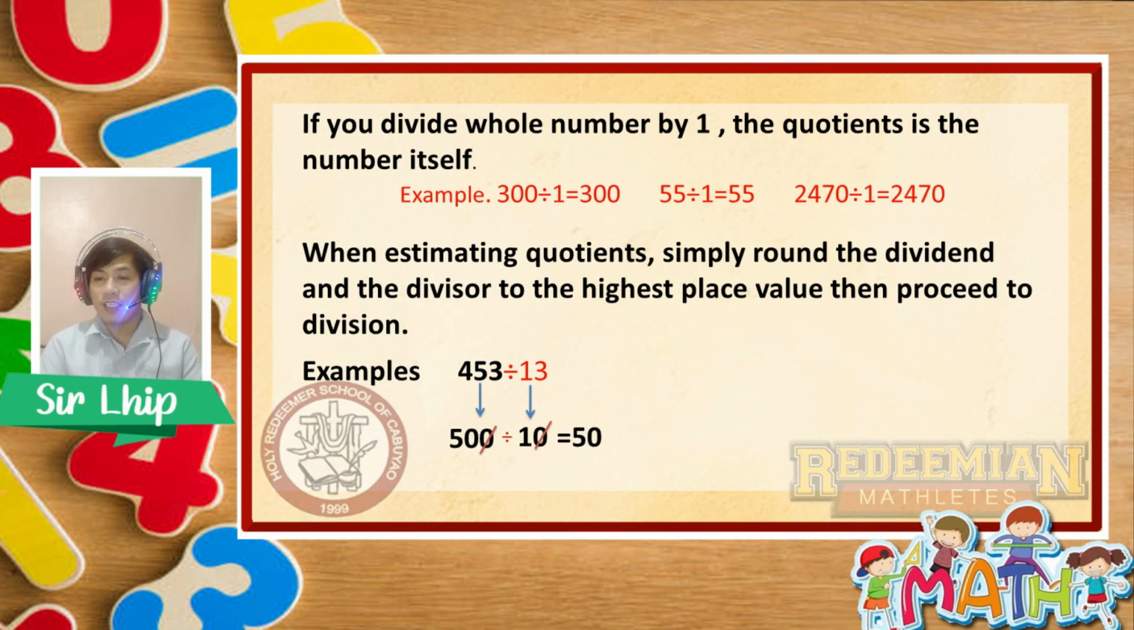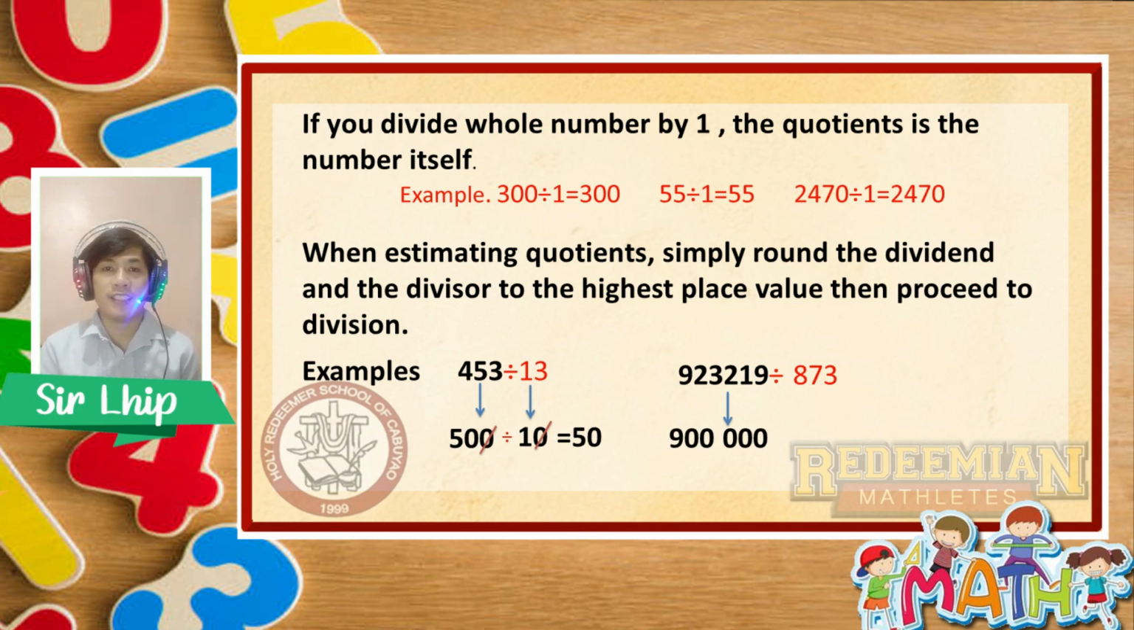Another example, 923,219. The greatest place value here is 9. The number on the right side of 9 is 2, so round down. Just copy 9. Then 23,219 changes to zeros. So 900,000 divided by 873. The greatest place value is 8. The number on the right side of 8 is 7, so round up. We add 1 to 8, so 1 plus 8 is 9. Then 73 changes to 0. So 900.